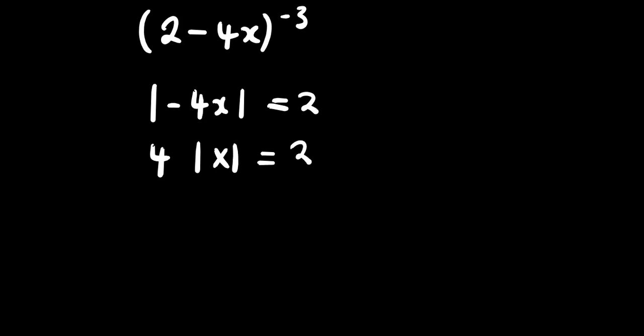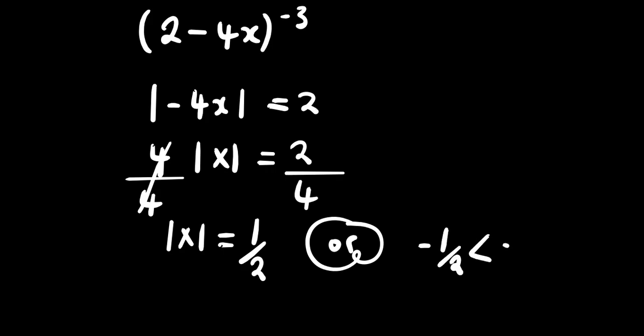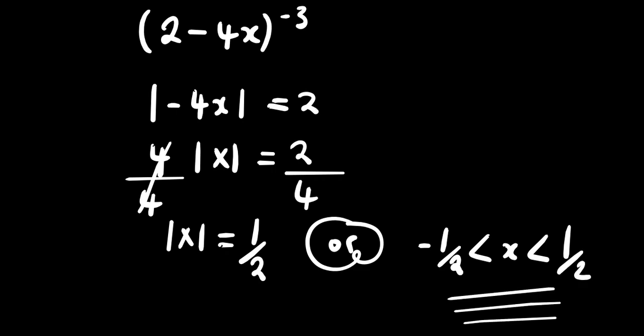Then I'm going to divide the 4 on both sides. That will just give you now the modulus of x will be less than 2 over 4. That will also give me a half. Therefore the range for which the values of x will be valid for this case as well is going to be from negative half to positive half. So this will be the range. This is how you find the range for which the values of x is valid in an expression.